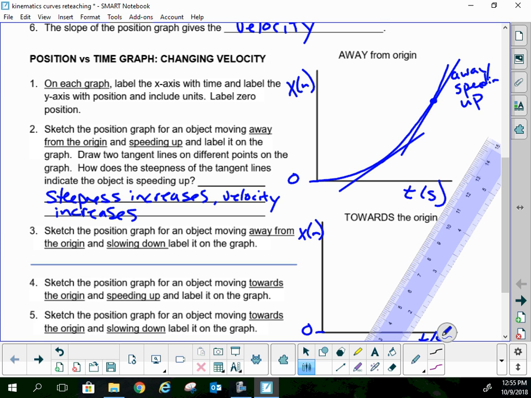We're now going to have a position graph that is moving away from the origin, but it's slowing down. So that means that over time it's going to become less steep. So that's going to look something like this. It's going to be steep, so kind of listen as I draw. So it'll be steep, less steep, less steep, almost to flat. And that is going to be slowing down. Notice I already have a way labeled. Both of those two graphs are for objects moving away from the origin.